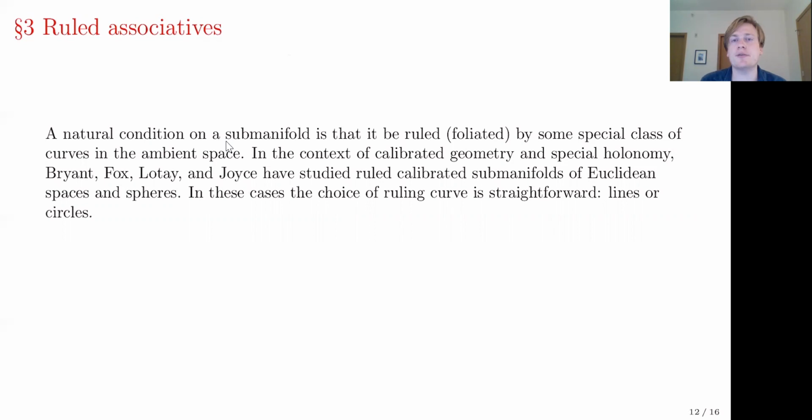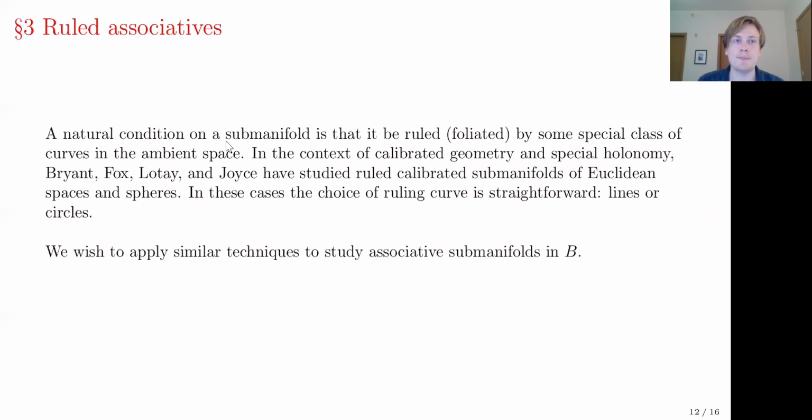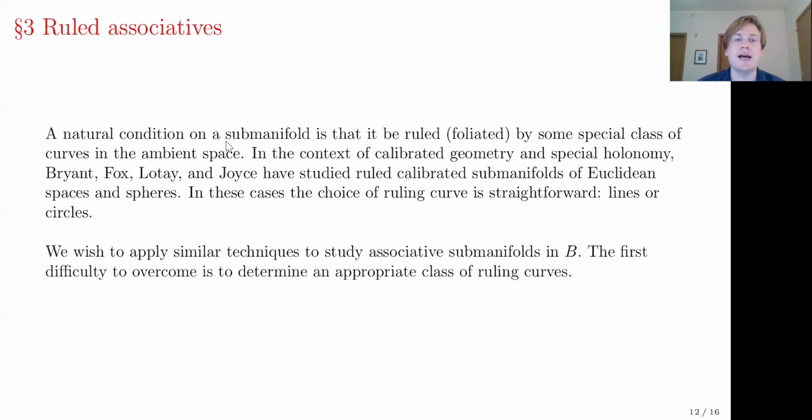In those cases, the ruling curve choice in a Euclidean space or a sphere has some very natural curves which are given to you, which make sense to consider as possible ruling curves: the lines and circles, say. We want to apply similar techniques to study associative submanifolds in B, but we have a problem at first glance because there are no immediately obvious replacements for lines or circles in B, because it's a more complicated homogeneous space. So the first thing we need to do is determine an appropriate class of ruling curves. This is done in the following way.